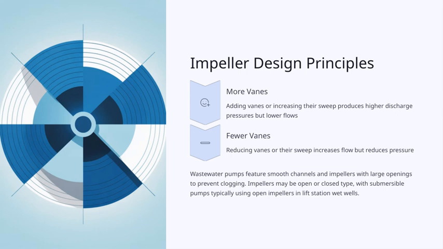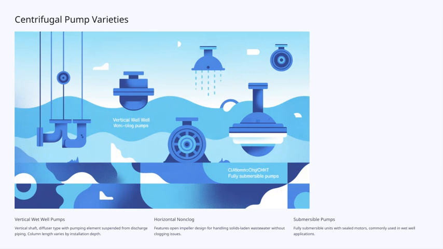So, understanding these principles allows us to optimize pump performance for different applications, balancing pressure and flow as needed while ensuring durability and ease of maintenance. Let's take a closer look at some of the different types of centrifugal pumps. First up, we have vertical wet well pumps.